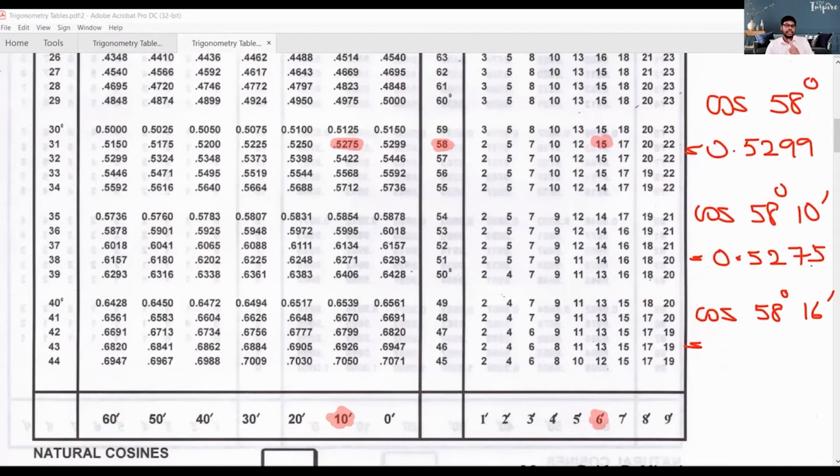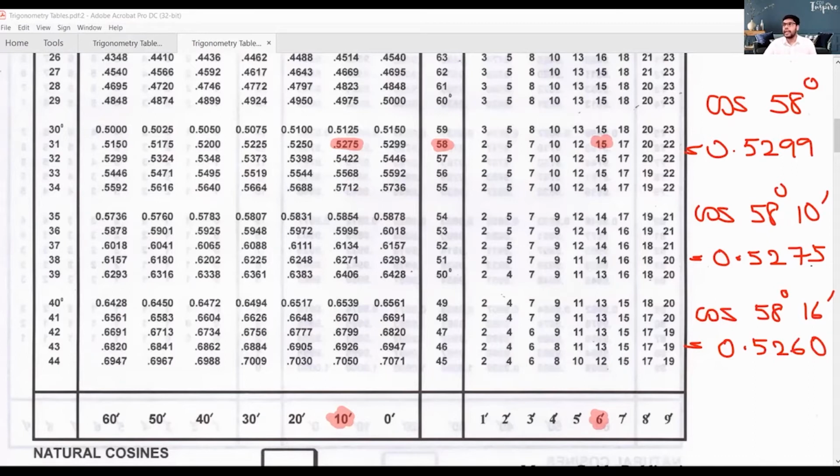But children, there's a catch. Remember, for sine and tan, we add the mean difference. But for cos, children, we subtract the mean difference. We don't add the mean difference. We subtract it. So remember, from 5275, you don't add 15. You subtract 15. That gives you 5260, right? So this answer is 0.5260. That is how you find the cos value of 58 degrees and 16 minutes.